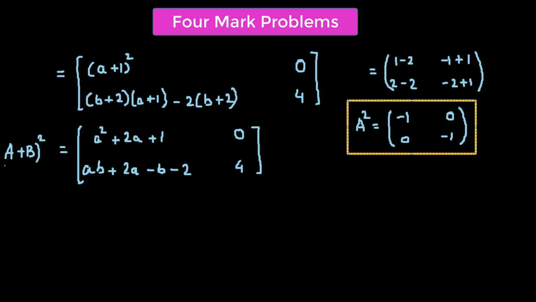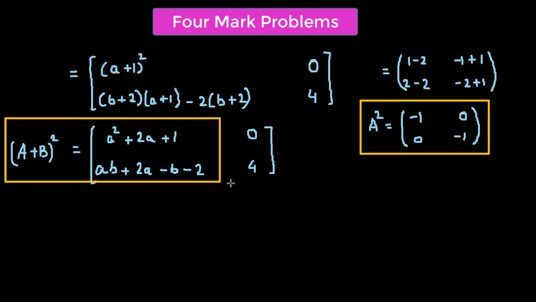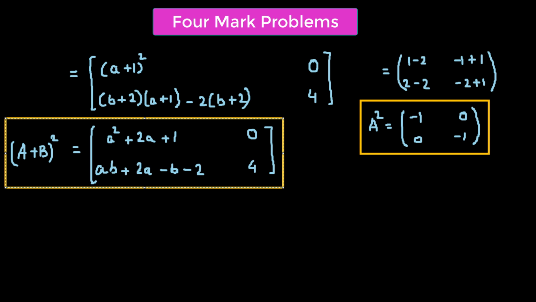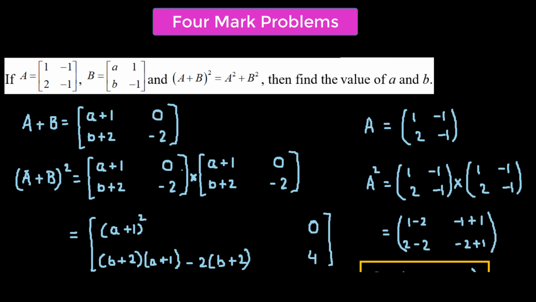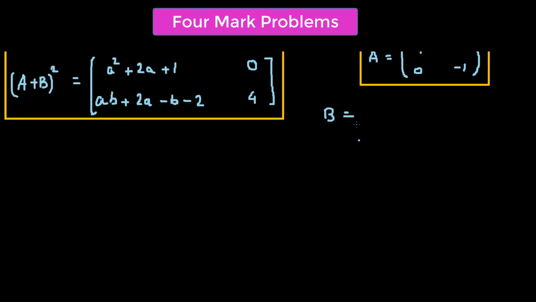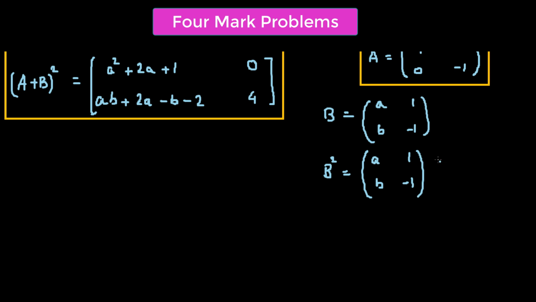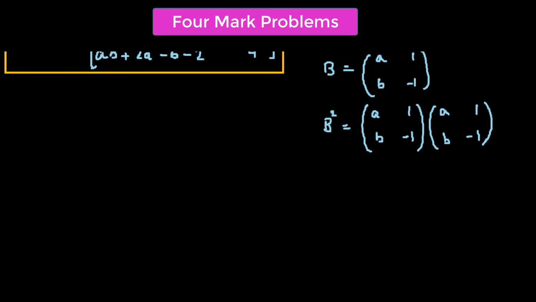We have here (a plus b) squared. We'll be using these values a little later, because we have to find out the value of B squared as well. So B is equal to, let me write it down, what's B? A, 1, b, negative 1. So we have to find out the value of B squared. So B squared will be A, 1, b, negative 1 times A, 1, b, negative 1. Let's find it out.